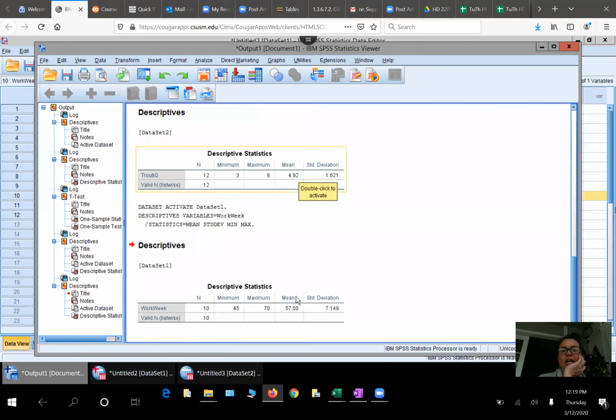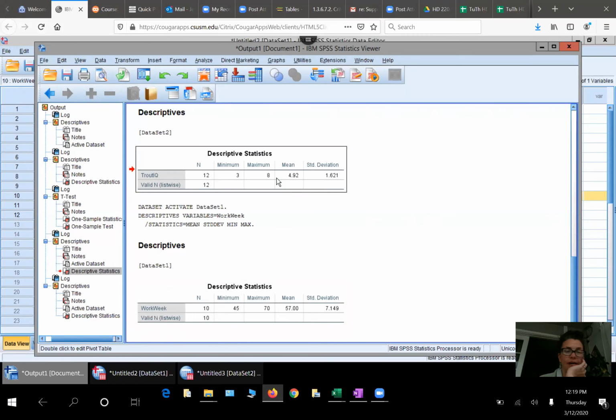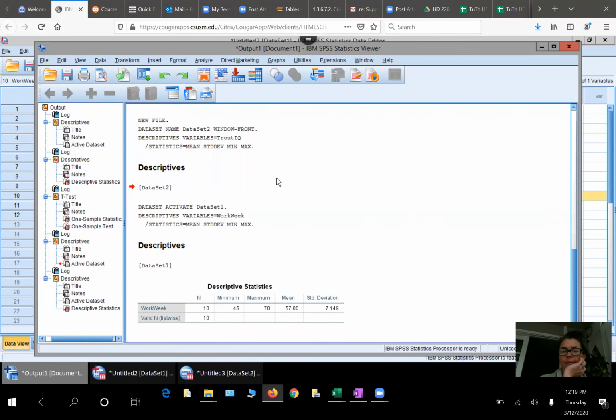Here's my output. So I have 57 hours as the average, right? These were back for my trout, that's my trout stuff, so we're going to get rid of my trout. So I've got 57 hours with a standard deviation of 7.1. Okay, so we're going to write that down. I didn't have to calculate a thing.